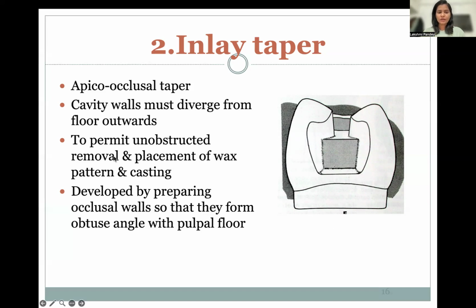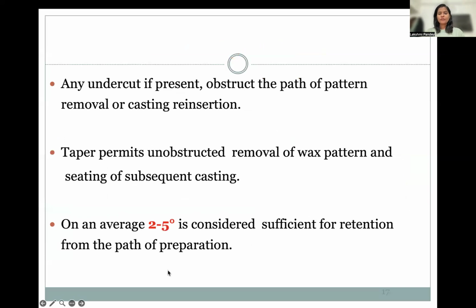So here, to permit unobstructed removal and placement of the wax pattern and casting, taper is developed by preparing the occlusal walls so that they form an obtuse angle with the pulpal floor. So here it is 2 to 5 degrees, even in some books it's given as 2 to 6 degrees also. So it can be a very important NEET question.